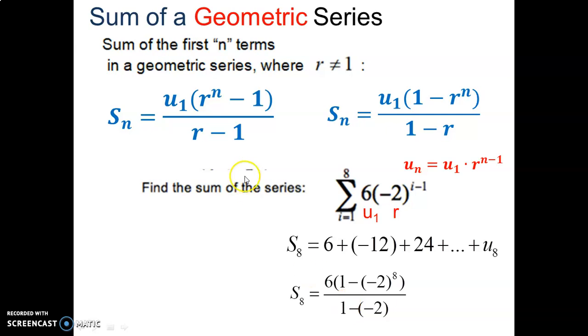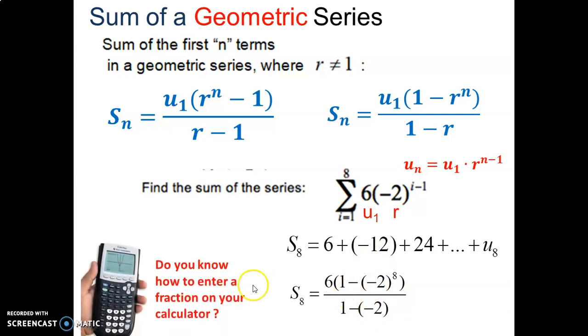So our formula tells us we're going to put the u1 value here. Then we're going to do, I'm using this one, 1 minus ratio to the nth power. So 1 minus negative 2 to the 8th power. And on the bottom we have 1 minus, again, the ratio, negative 2. So that, you have to be very comfortable punching that in your calculator. Do you know how to do that on your calculator? Let me get mine ready, I'll show you.